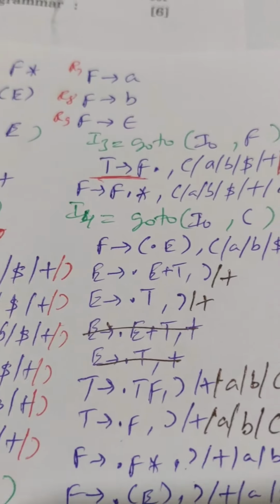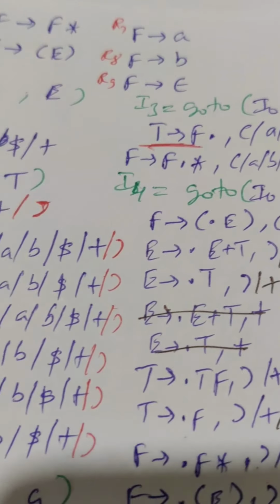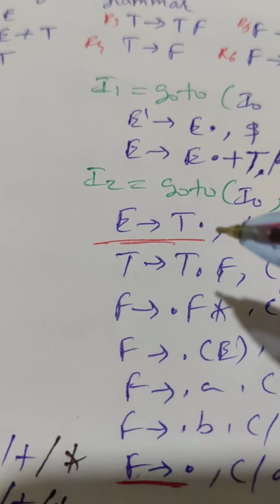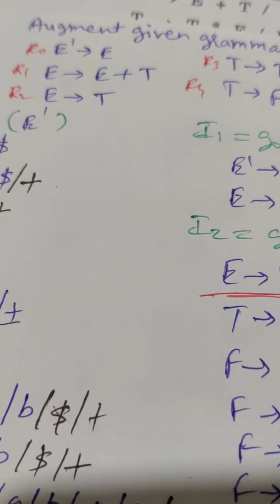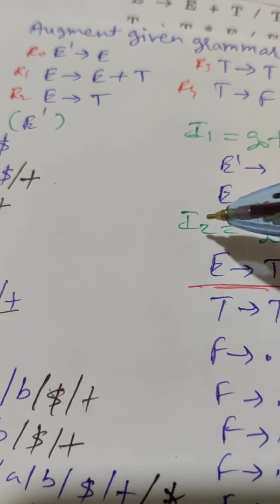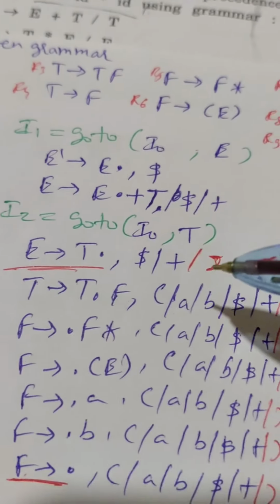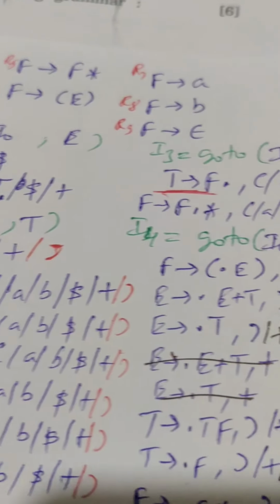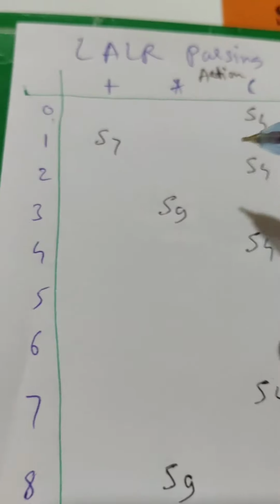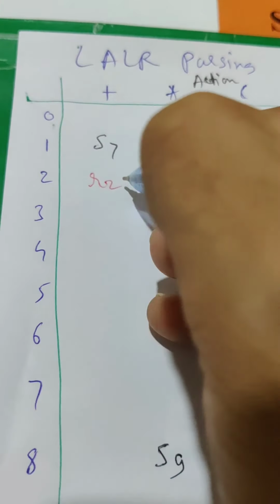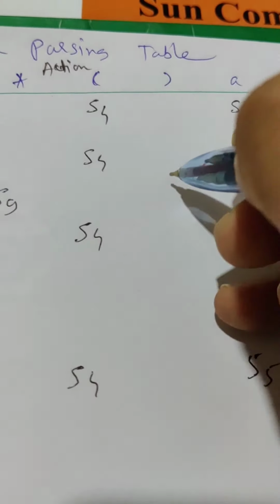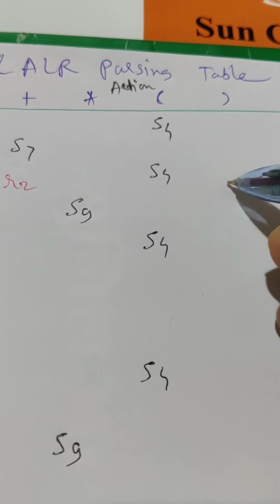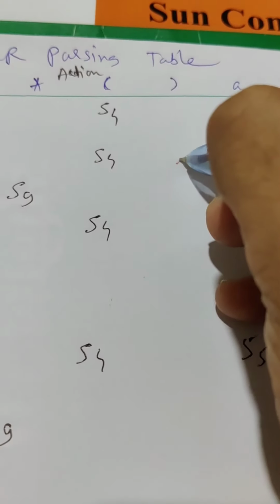Now let's make the other entries. In item number 2, what is finishing is E goes to T dot. E goes to T is rule number 2. So for item number 2, rule number 2, we write R2 in the dollar, plus and closing bracket columns. These are reduce entries for rule number 2.